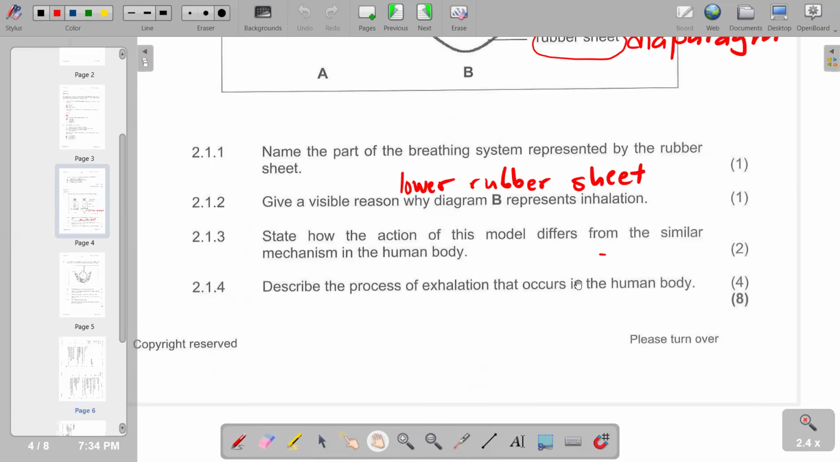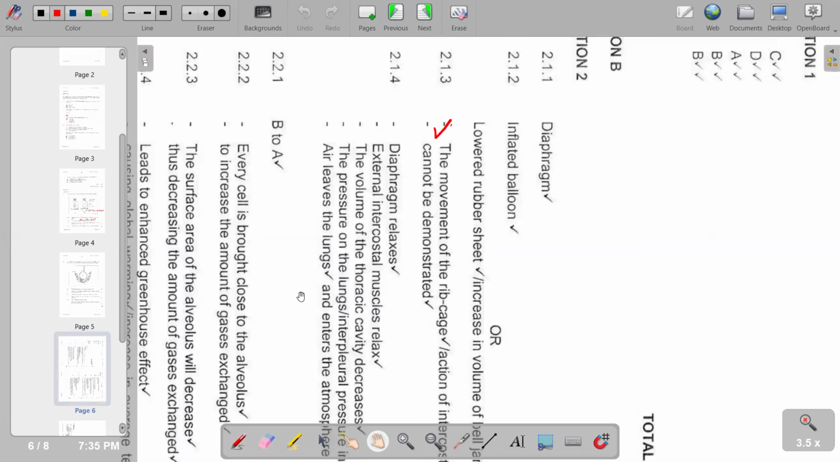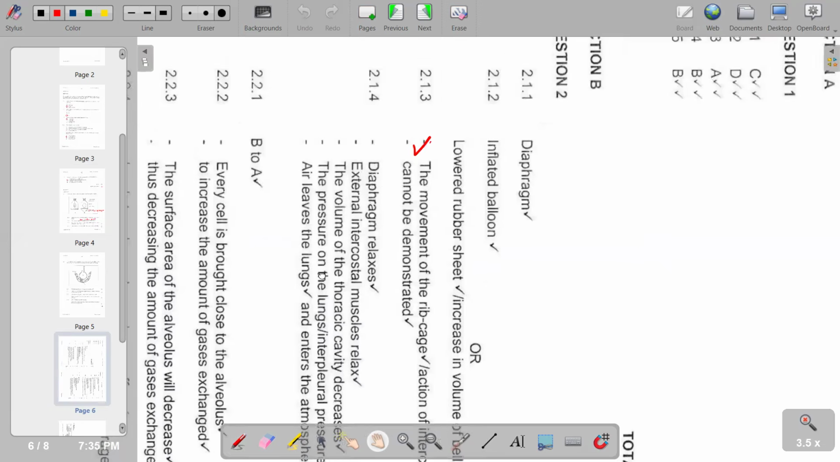So in the process of exhalation, we are going to see the diaphragm relaxing. So the diaphragm relaxes and also external intercostal muscles are relaxed. We're also going to see the volume of the thoracic cavity decreasing, and the pressure on the lungs also increases. Air leaves the lungs and enters the atmosphere. So those are the descriptions that we have during the process of exhalation. So we have those descriptions stated in our answer section.